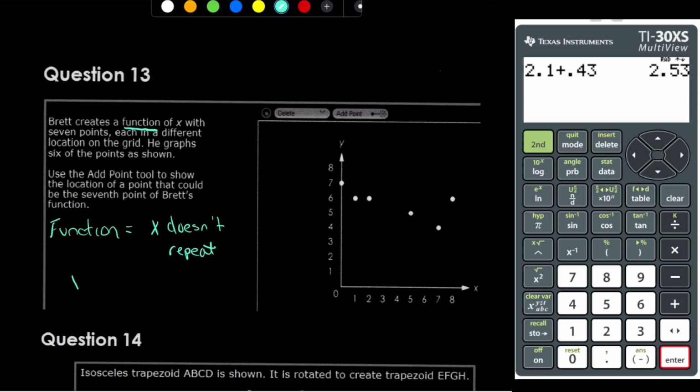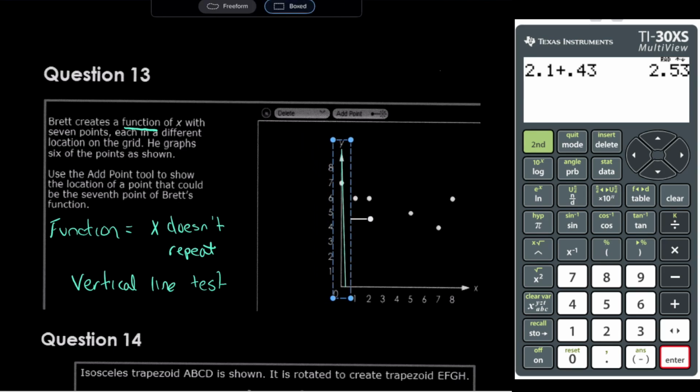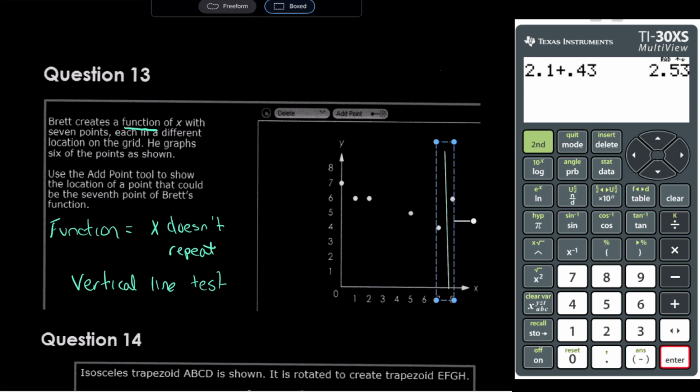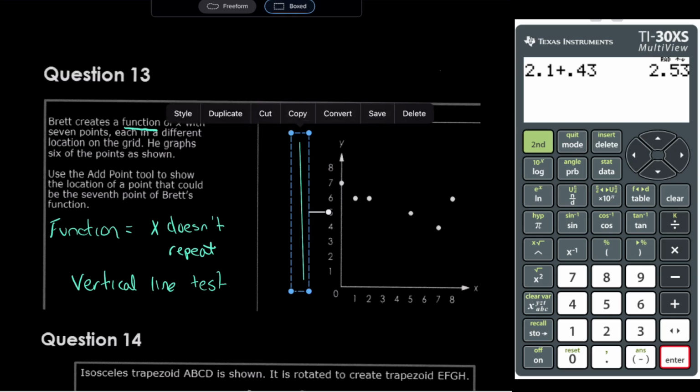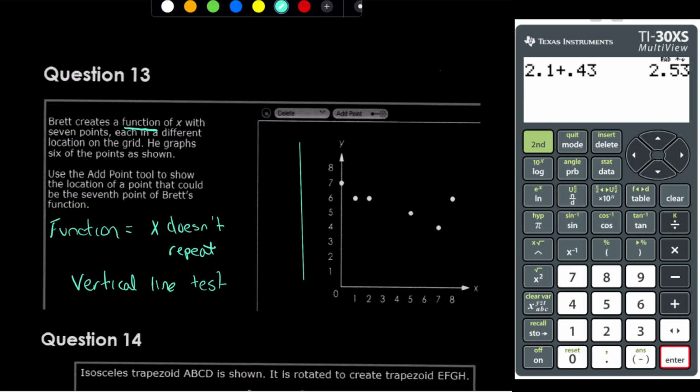You're thinking of either vertical line test or x doesn't repeat. The vertical line test being the whole thing where you make a vertical line, and you run it over your graph and see if it ever touches the graph twice at the same time. Here, this is a function because it never does. So, all you're going to do is take one single point, and put it on an x that doesn't already have a number on it. For example, right here. X equals 3 doesn't have a dot on it already.